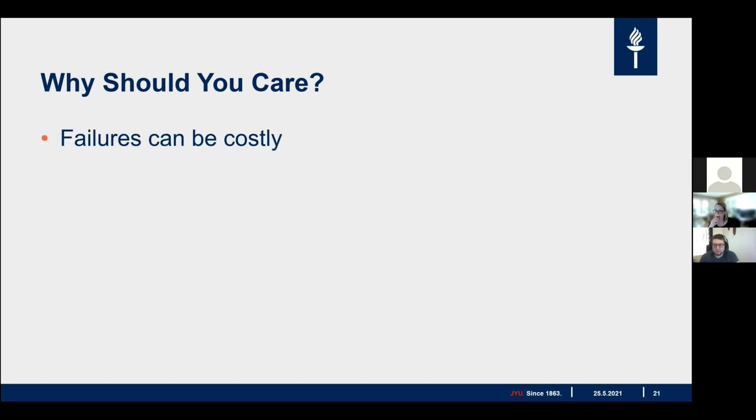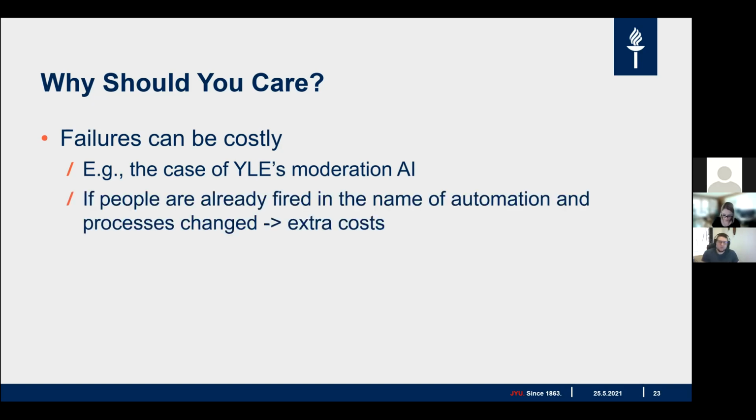Failures can be costly. So we have, for example, the case where our national broadcasting company commissioned an AI system for moderating its content, rather like for a forum discussion. And then because they commissioned the AI, they could fire some people. They could save some costs with the new system. But what happened is that people were already fired, and then they noticed that the system was really not working as well as it should have been working in practice. So they had already changed their internal processes. They already had commissioned the system, but it wasn't working. So they had to decommission the system, and they had to hire the people back. Of course, this was not cheap. It was really not a very good endeavor for them.